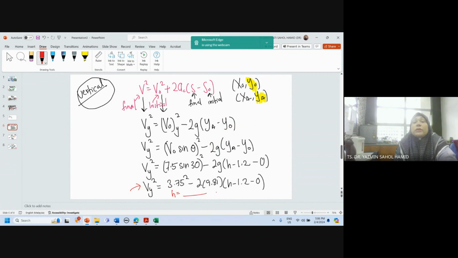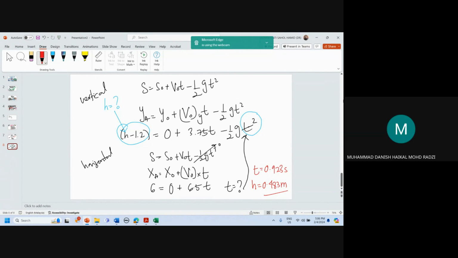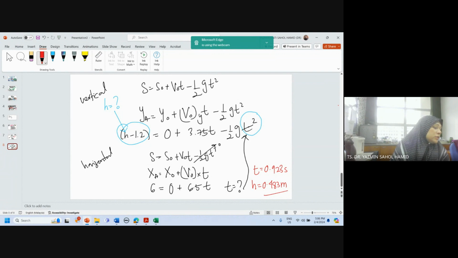Okay, there is also another method. But this method requires 3 steps where you need to find T first, find Vy, and then find H. But if you use this last method that I taught you, you can find T first and then find H. Either way, you get the same answer, as long as you understand how to do it. Alright, good. So maybe we can do one more question to see your understanding.